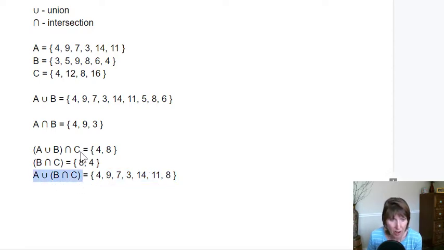Notice how different they are one from another, right? Those are very different, and that depends on parentheses, the order that we do them in. So it's really important to identify, using parentheses, what order to do any set operations when you have a combination of them.